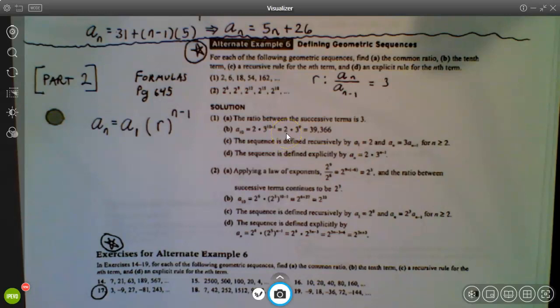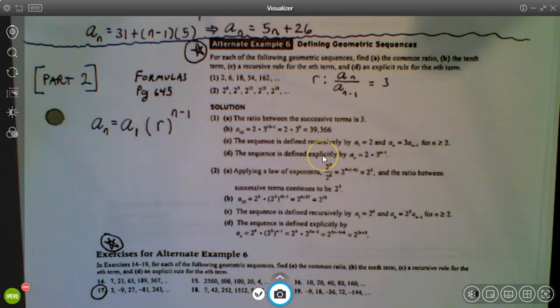So don't ever forget that. It's a common mistake, and I know you guys know the rules behind that, but just something to be aware of. As far as writing the recursive rule, again, we identify the first term and then say, okay, what am I doing to each term to get the next term? And it's simply multiplying them by 3. And so that's the way we would write the recursive rule for this.